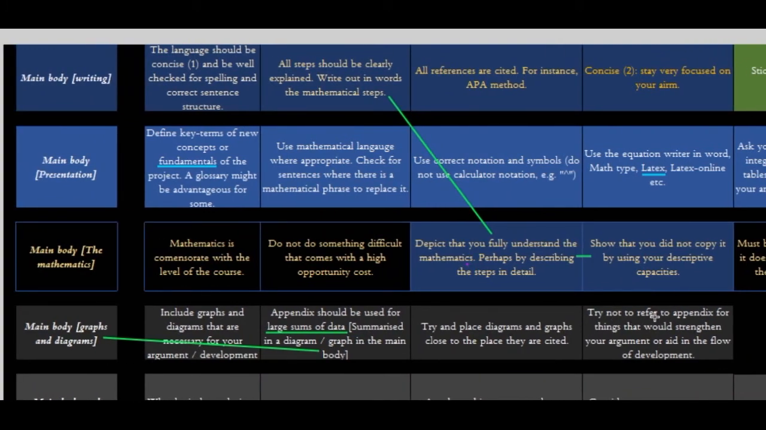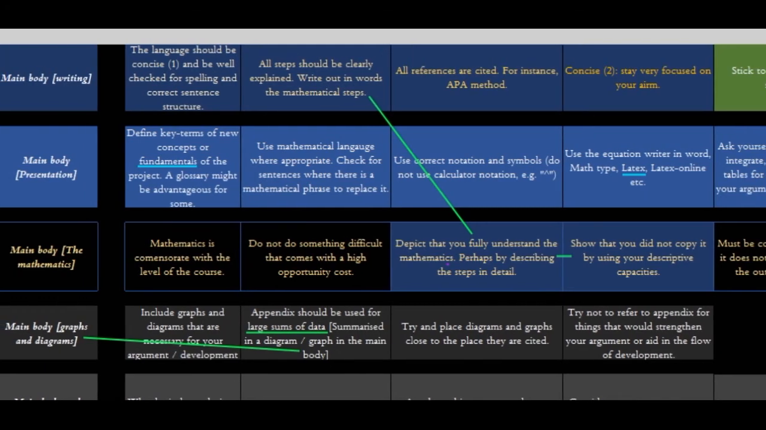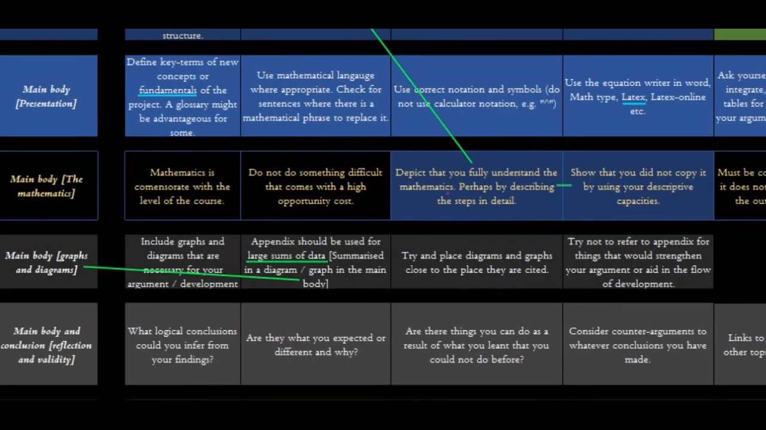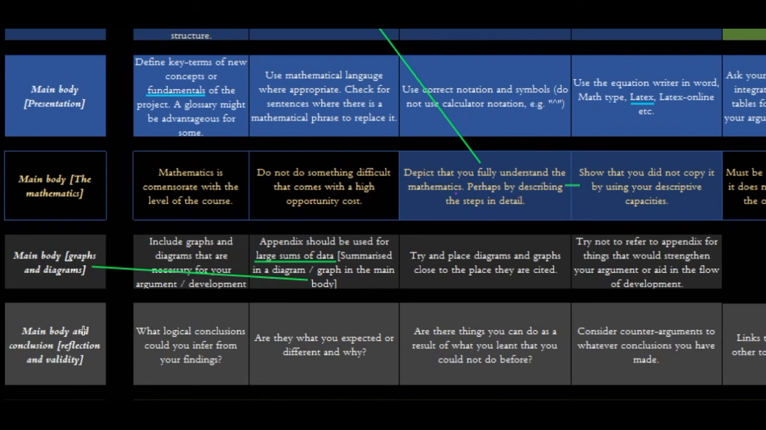Try not to refer to the appendix for things that would otherwise strengthen your argument or aid in the flow of development. Right. So if it is something that you judge is actually useful to the flow of development or your argument, I would not tell the reader that they then need to go to the appendix to find it. It should be summarized in there right then, and that's that. That's the graphing and diagram section.